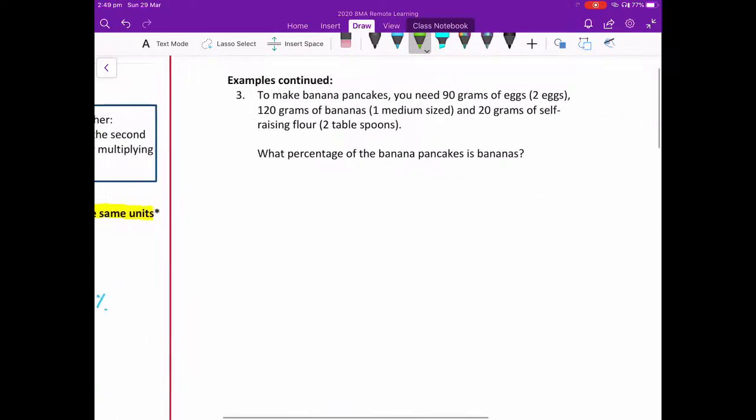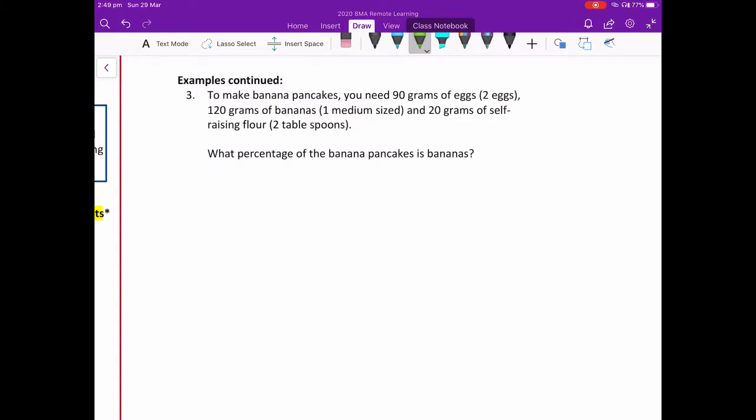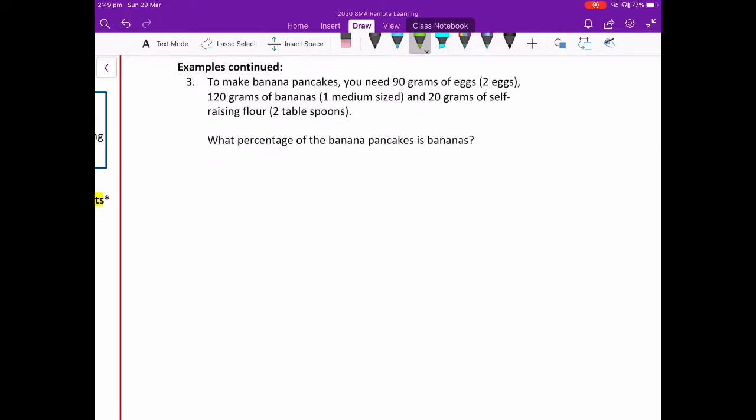Now let's have a look at this example up here. So to make banana pancakes, you need 90 grams of eggs, or roughly 2 eggs, 120 grams of bananas, or 1 medium banana, and 20 grams of self-raising flour, or around 2 tablespoons. Then you mix it all up, and then you can cook it on a frying pan, and then you've got fantastic banana pancakes. So the actual question is asking what percentage of the banana pancakes is bananas.